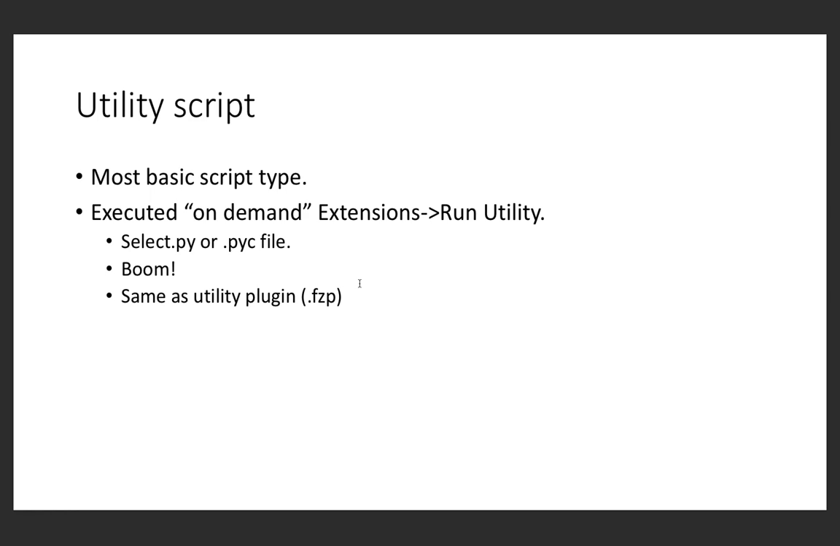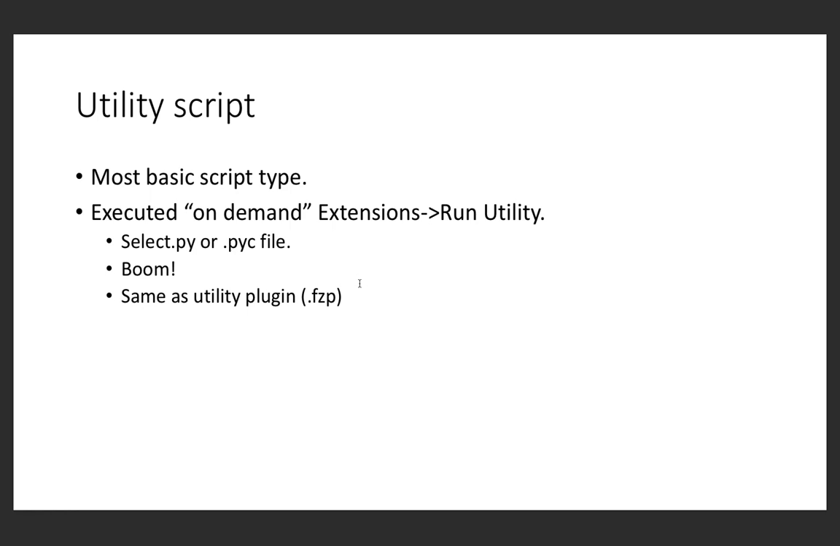A utility script is the most basic type of script. It's executed on demand. From the extensions menu, you just select Run Utility, and then you select your PY file or your PYC file. And boom, it's done. It runs and does what it's supposed to do. If you've previously done a utility plugin when developing FormZ plugins, or if you've done a utility FSL, it's the same concept. These are on-demand scripts, and they're going to be run when the user selects that from the utility menu.